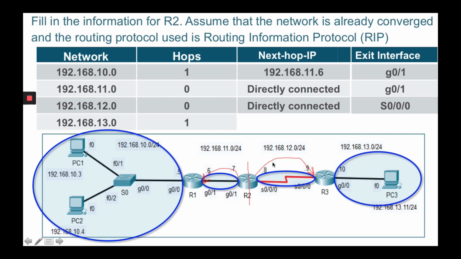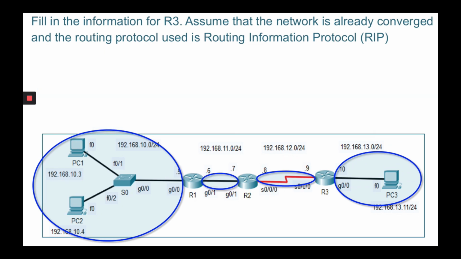And the next hop IP, have a look at my arrow here. My next hop IP is pointing to the router 3 IP address of 192.168.12.9, and the exit interface is S0/0/0. Okay, so that's about the second question.